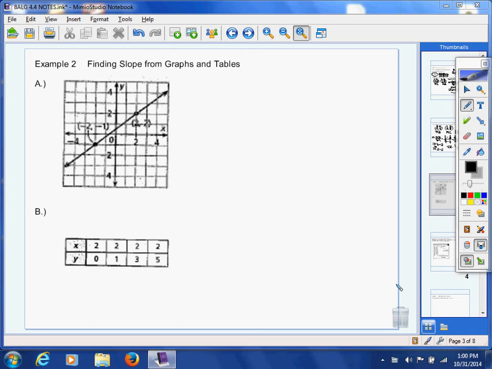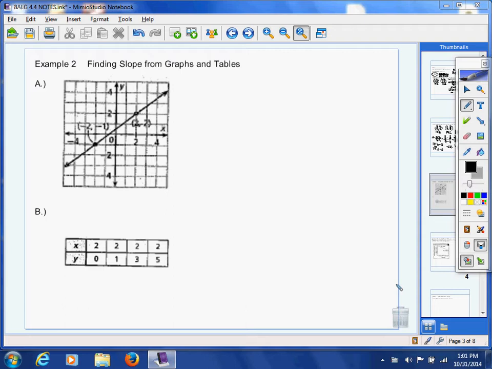Welcome back, students. This is Mrs. Thompson. We are still in section 4.4, and this is example 2. We're going to find slope from both a graph and a table. And that's what you see on the page in front of you. So if you don't have your note packet, go ahead and get that out right now, and let's work on that.